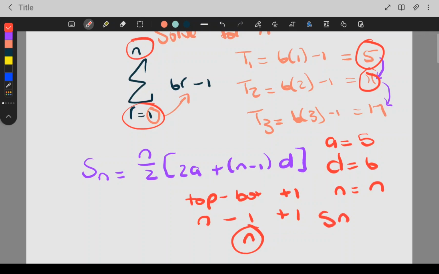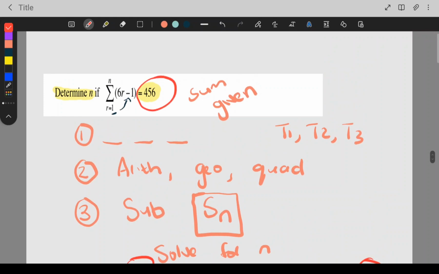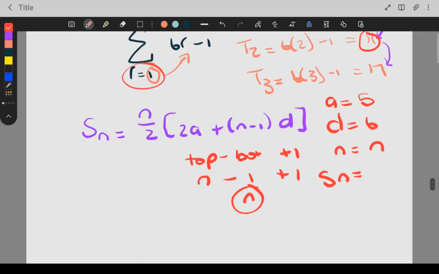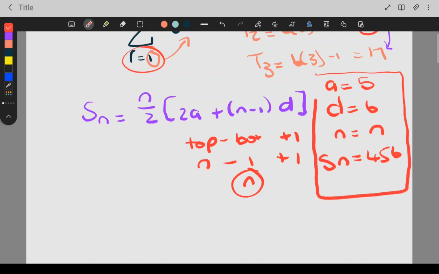The sum. The sum was given. When you look at this question, look here. There's our sum, 456. So the sum is given. The sum is 456. And I'm going to use this information and put it in this formula. So let's go.